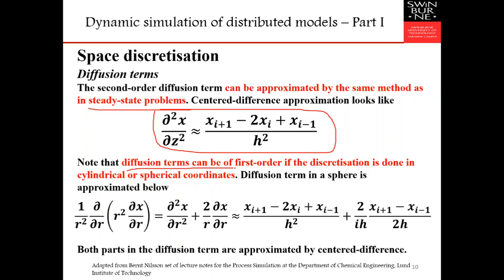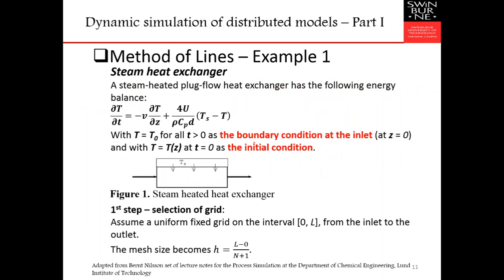And also the diffusion term can be of first order if the discretization is done in cylindrical or spherical coordinates, following the equation shown here. Now we want to implement those steps into a real example. Here we will discuss a particular PDE.